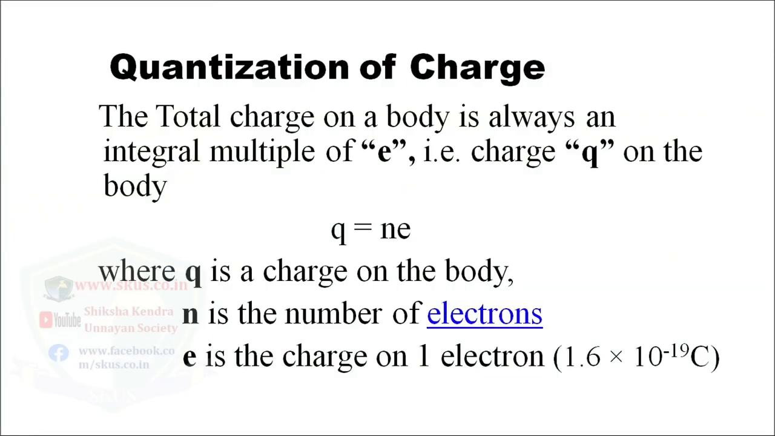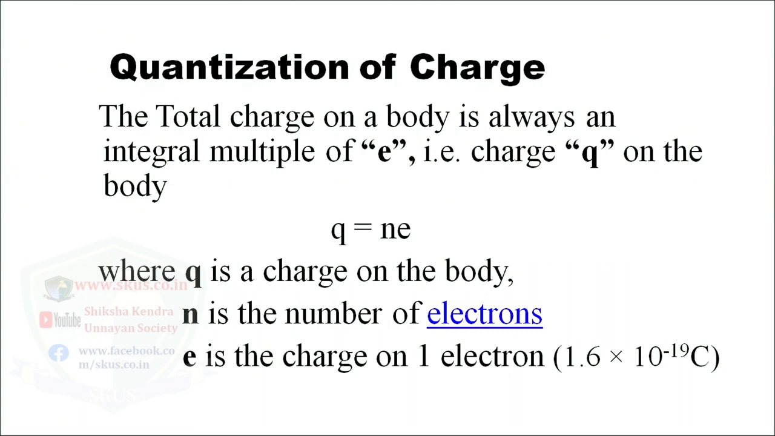Now we will discuss the quantization of charge. The total charge on a body is always an integral multiple of small e, where small e is the charge on an electron. The charge on a body can never be like 2.5e or 1.5e or 1.3e. It has to be an integral multiple of small e.